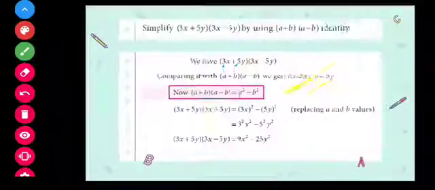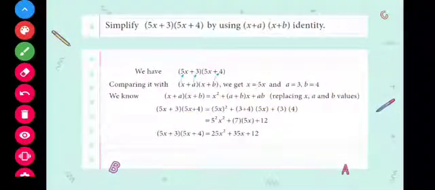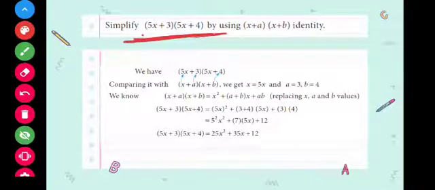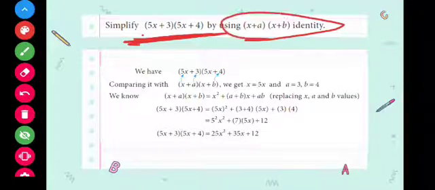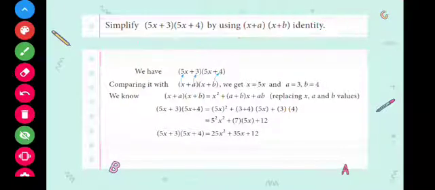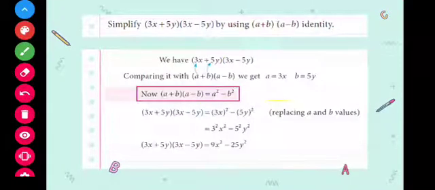So let's get to the next problem. Okay, so listen here. Simplify 5x plus 3 and 5x plus 4 using x plus a into x plus b identity. So this is one more identity problem like the previous one. So here also they have given in the question itself which identity you will be using, x plus a into x plus b.